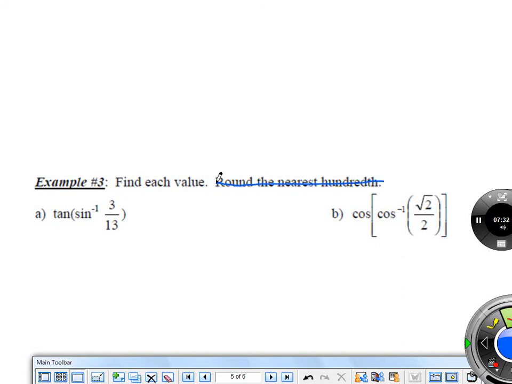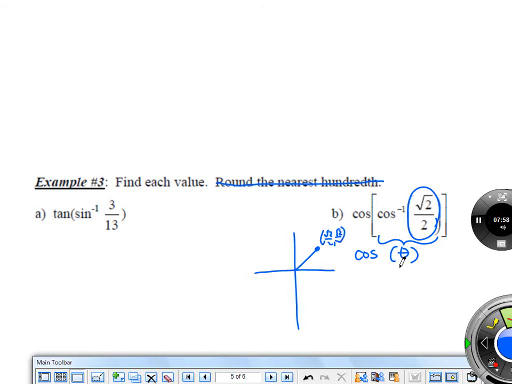Now when I look at these two problems, I'm actually going to start with part B because this number is a number I recognize from the unit circle. Now, the answer to this part of the problem will be an angle, but then my final answer to the problem is to get the cosine of that angle. So first let's think about which angle is it that has a cosine of root 2 over 2. So that would be here at 45 degrees.